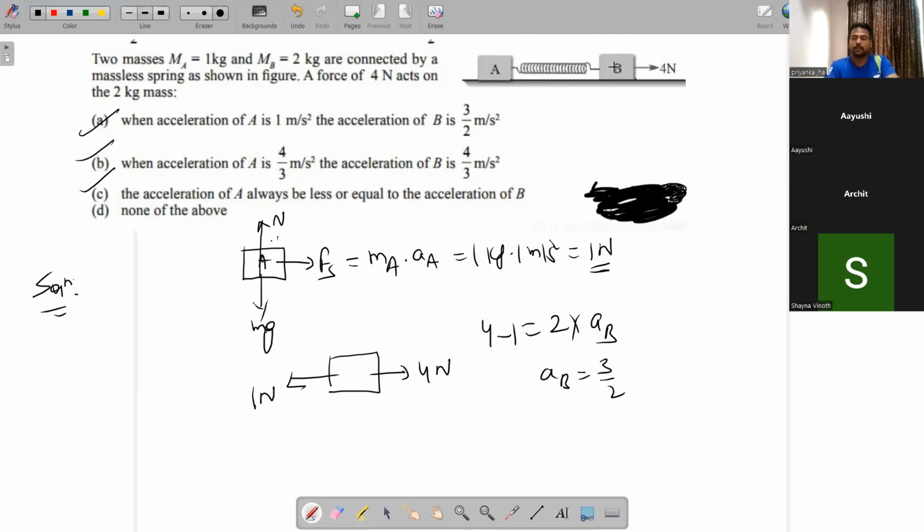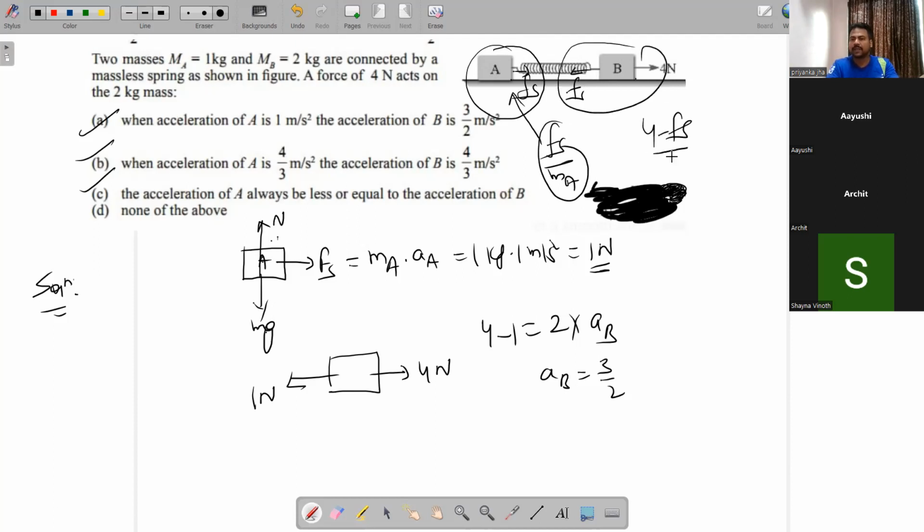But suppose B has just started moving towards the right. So this spring will have some force, some very small force. And the same force will be applied to A as well. So the net force on A will be Fs upon mass of A. This is its acceleration. But for B, it should be 4 minus Fs upon mass of B. So this should be the acceleration of B. So of course, this force and this force are not the same.